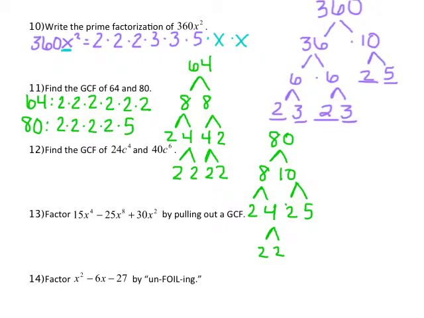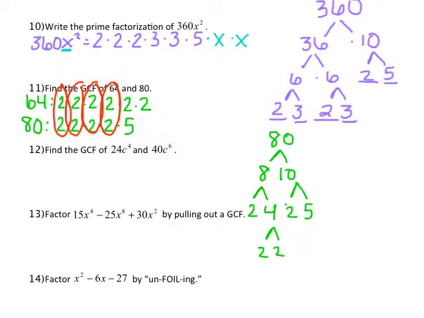Okay, and then for our GCF, we want to look at what they have in common. In common, it looks like I have a 2 and a 2 and a 2 and a 2. So for my final answer, I'm going to get rid of this factor tree now. If you need to see it, just hit rewind, but let me get rid of this so that I have some space.